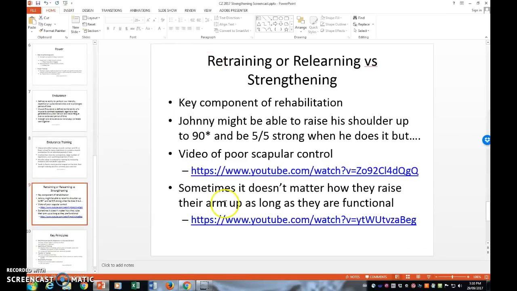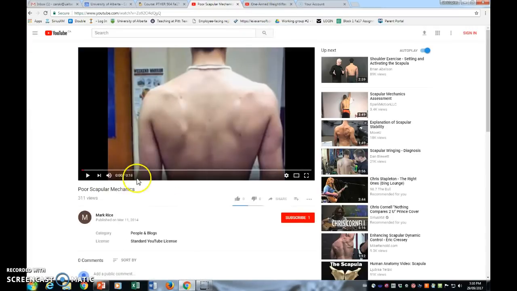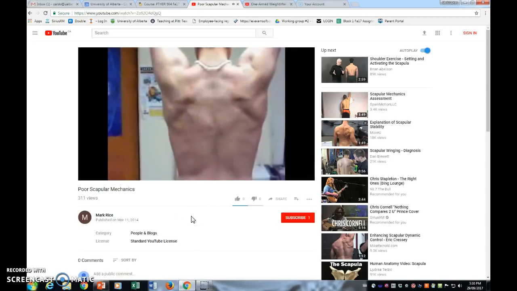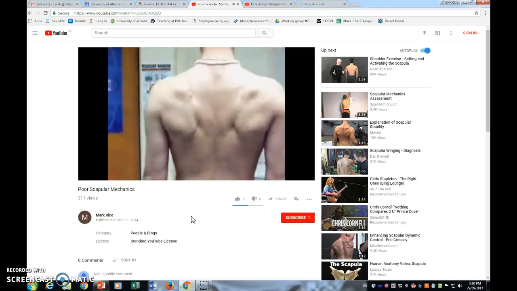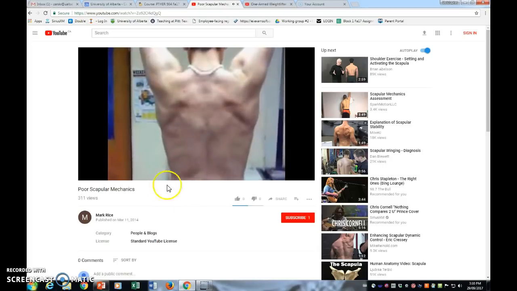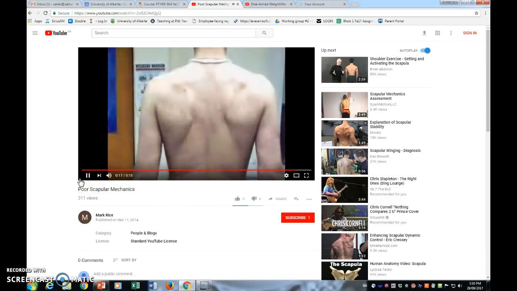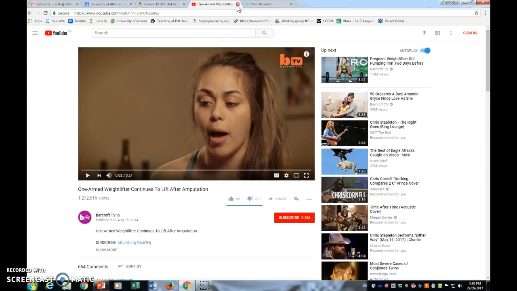So as an example, when we switch to this video here, this patient's able to raise their arms all the way up, so they have functional range of motion, but they have absolutely terrible scapular mechanics. So in this particular patient, if I'm just focused on whether he can do it or not, he can, but we need to work at retraining and relearning how he moves his scapula.